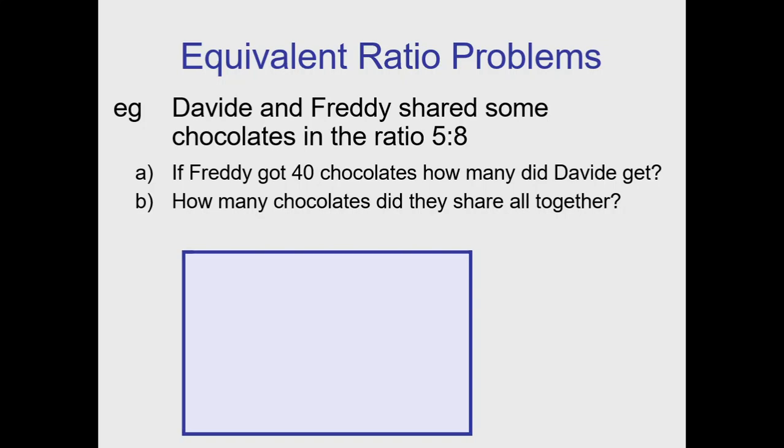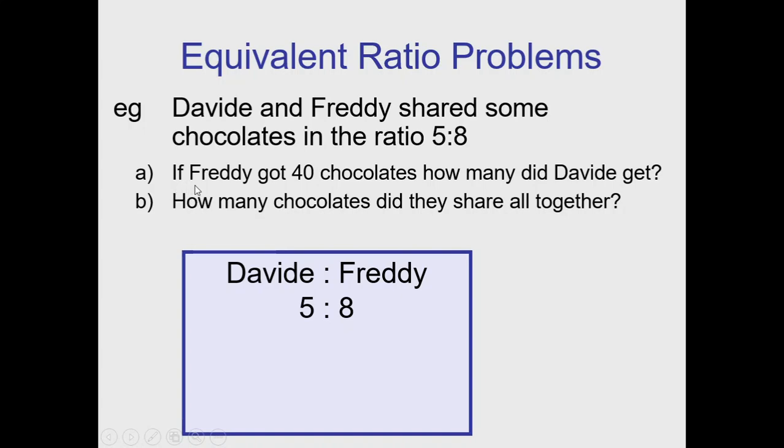So let's start with the ratio that they gave us. They gave us a ratio of 5 to 8. And remember that in the question, they always give the ratio in the same order as the information. So Davide was first. Davide gets the 5 parts, and Freddie is second. He gets the 8 parts. So I label my ratio in words. I write my ratio clearly, the one that they gave me.